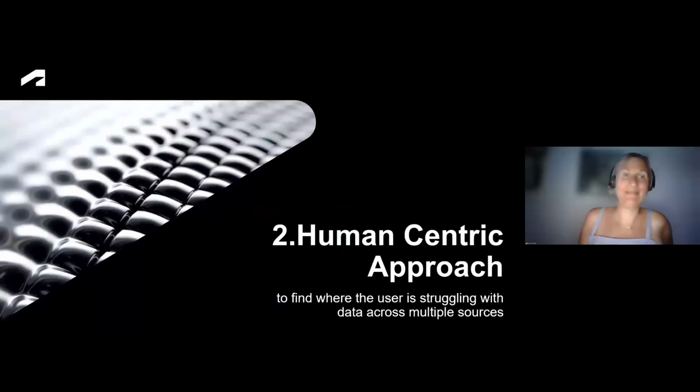Yeah. That's reassuring. So section 2, a human-centric approach, to find where the user is struggling with data across multiple sources. So let's recap what we just said so far. The owner doesn't get value out of BIM or digital delivery. Worse, they even pay a premium to generate waste. There is a disconnect between digital transformation expectation, manufacturing and performance for the patient from the owner perspective, and BIM first promises about building performance.